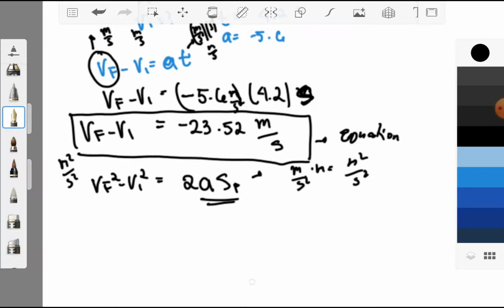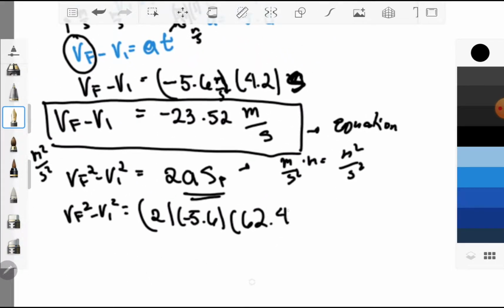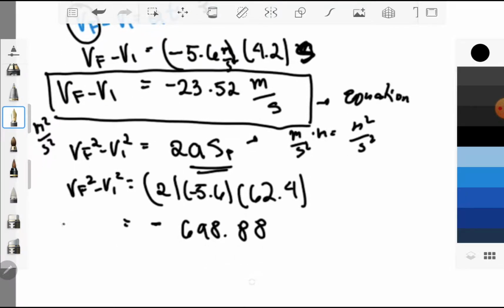So, interconnected yan. So, we have VF squared less VI squared is equal to 2A, so which is negative 5.6 multiplied by 62.4 meters. So, we have 2 times negative 5.6 times 62.4. So, always take note na dapat may calculator kayo sa tabi nyo. So, we have negative 698.88, which is VF squared less VI squared. So, square root natin yan.